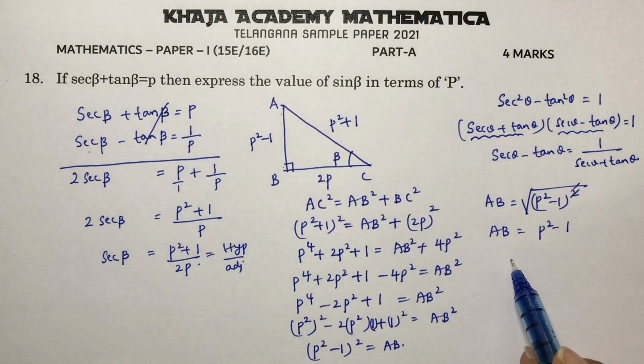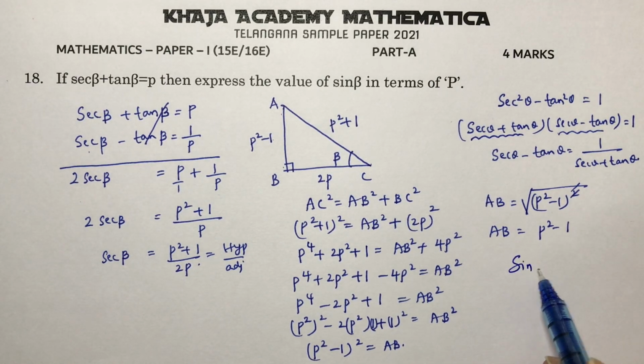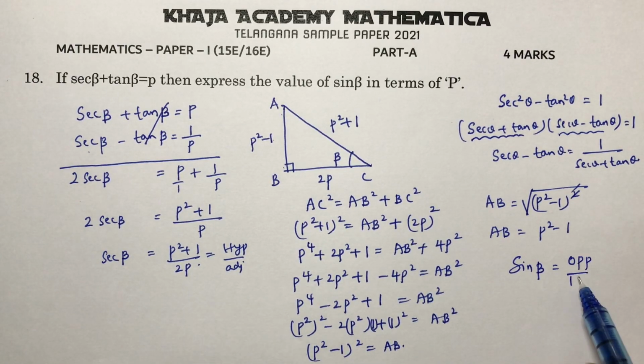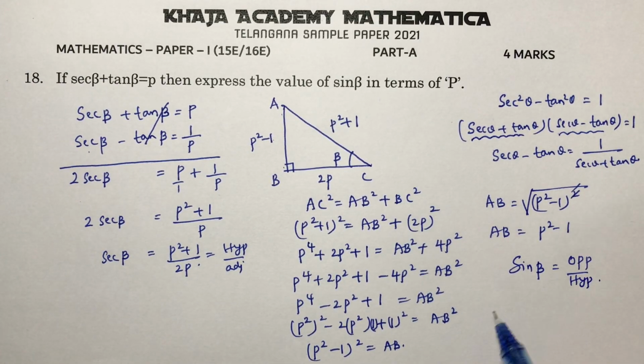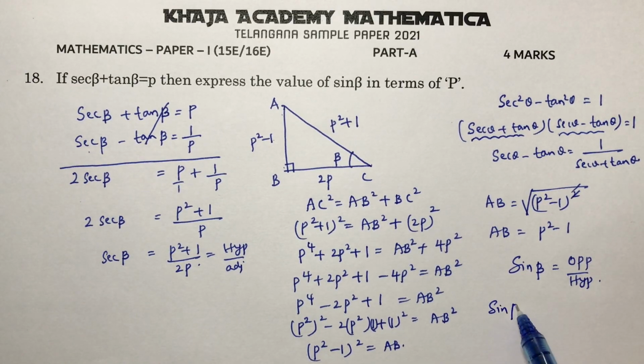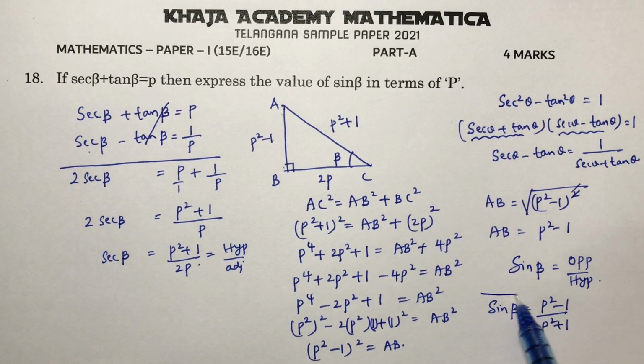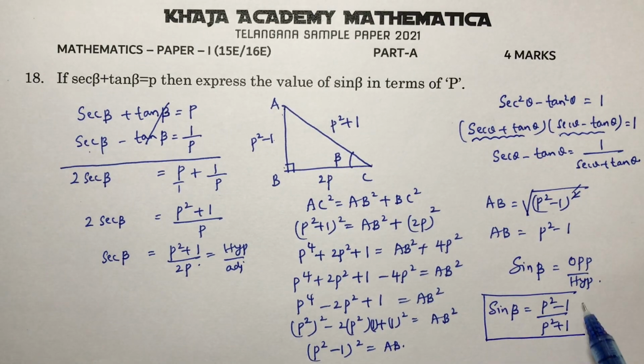We need to find sin beta. Sin beta is opposite by hypotenuse. Sin beta opposite is AB, that is p square minus 1. Hypotenuse is p square plus 1. So this is the final answer, sin beta in terms of p.